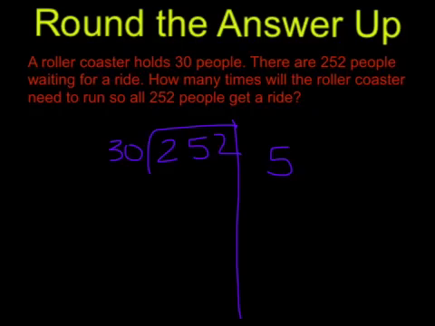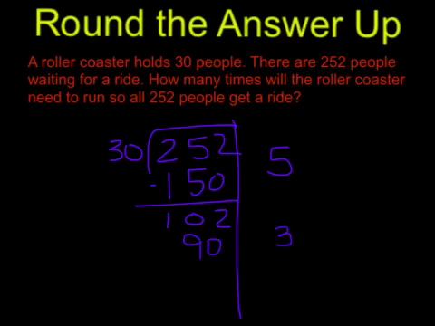So I'm going to start there. 5 times 30 is 150. So I'm going to subtract, and I end up with the number 102. Knowing that, I'm going to think about now how many times 3 goes into 10, and I know that it'll go in approximately 3 times. It won't be exact, and I'll have a remainder, but that's okay. So 30 goes into 102 3 times. 3 times 30 is 90, so when I subtract that out, I'm going to be left with 12.